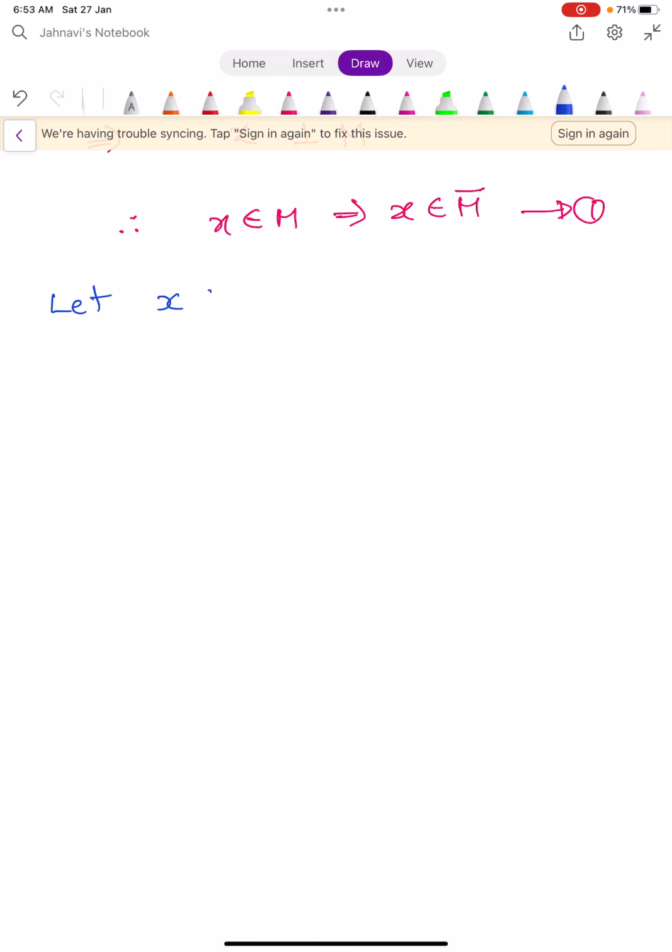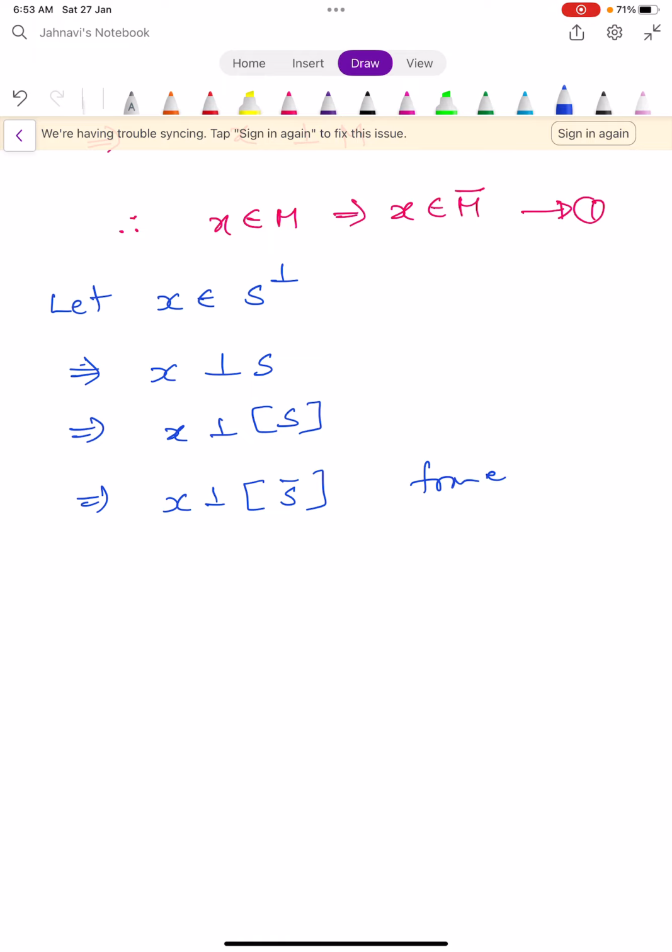Let us take x belongs to S perpendicular. Then obviously x is perpendicular to S, so x is perpendicular to box S. Which implies x is perpendicular to box S bar by previous calculation. So x is perpendicular, this is from equation 1. So obviously x belongs to H, which implies x belongs to H perpendicular.